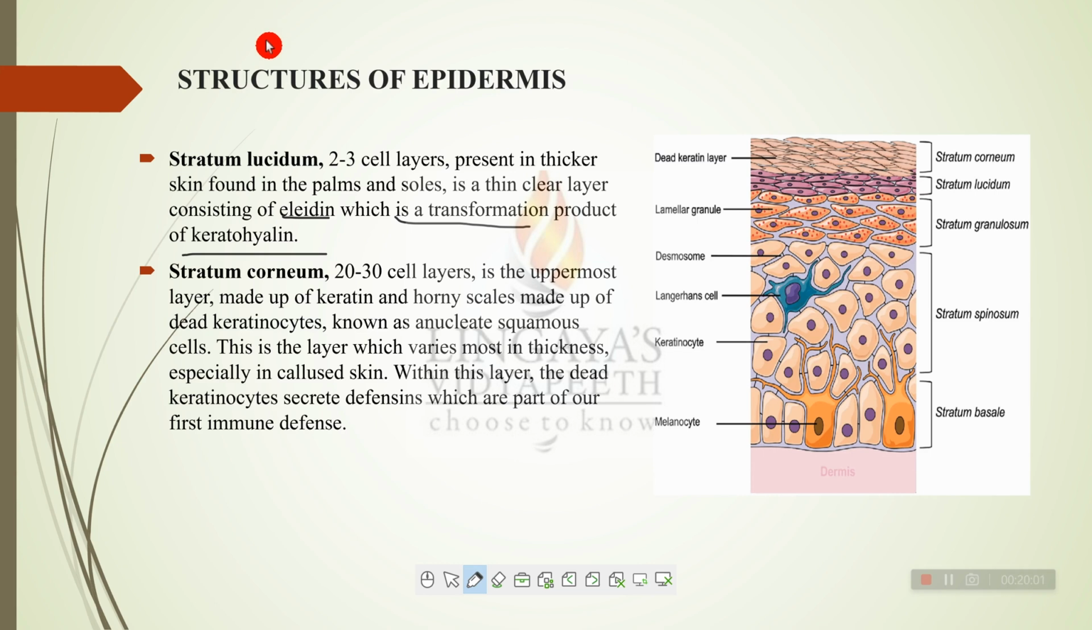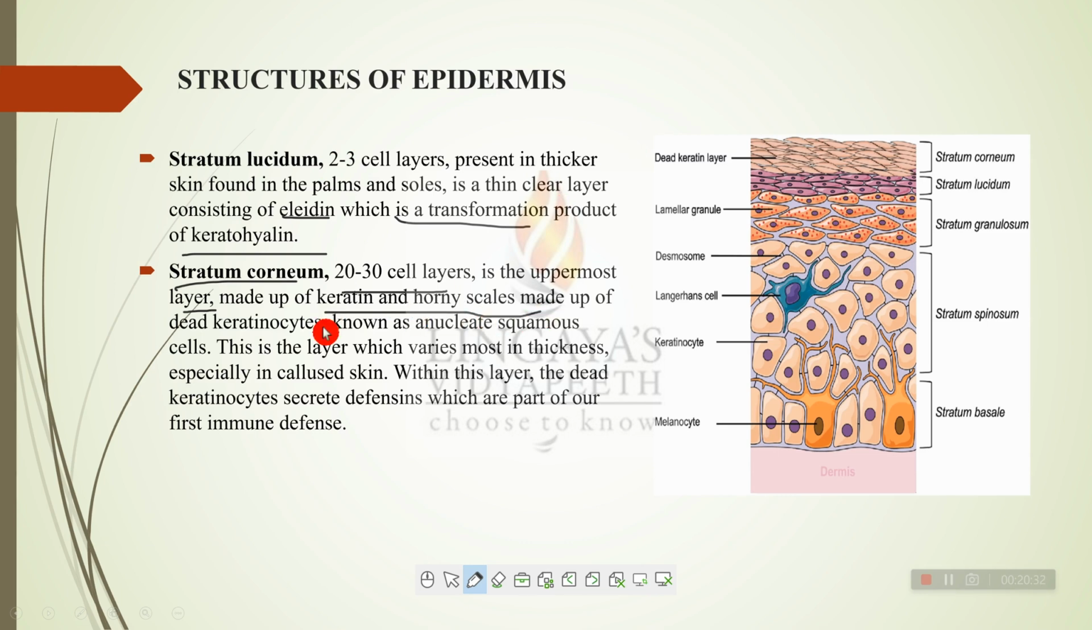Alright, the keratin in the stratum lucidum layer are surrounded by an oily substance, which is the result of exocytosis of lamellar bodies accumulated within the keratinocytes. Talking about the superficial layer, which is the stratum corneum. The stratum corneum consists of 20 to 30 cell layers. It is the superficial layer, or the uppermost layer.